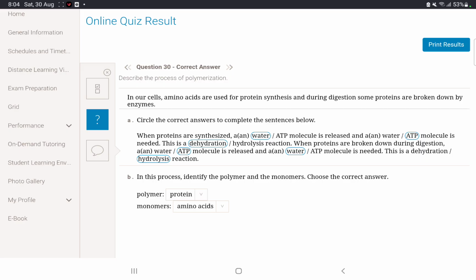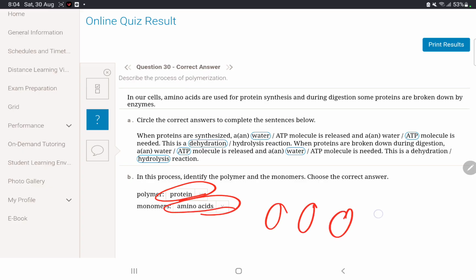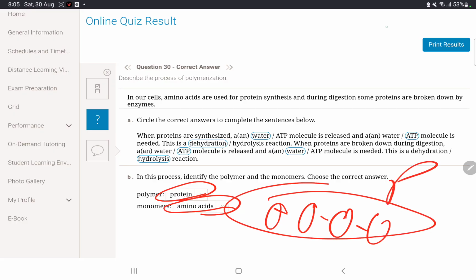Polymer is a protein, monomers are amino acids. So in this process, identify the polymer and the monomer. Basically the polymers that are responsible for these processes are the proteins, and the monomers of the proteins are amino acids. When you link these amino acids together, you get the big molecule, which is the protein.